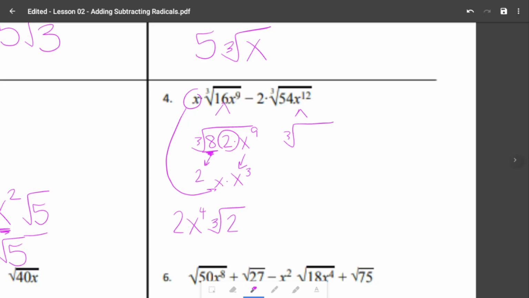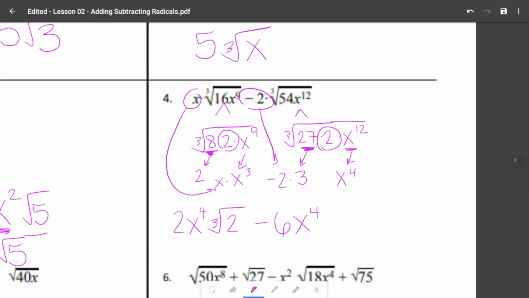Now, next radical here. We have the cubed root of 54, which turns into 27 times 2, with 27 being our perfect cube. X to the 12th is already a perfect cube since 12 is divisible by 3. So this can come out as an x to the 4th. 27 comes out as a 3, and just like the last one, the 2 is left inside. Don't forget to bring down the negative 2 that was in front to multiply with this. You should get negative 6 x to the 4th, and then cubed root 2.